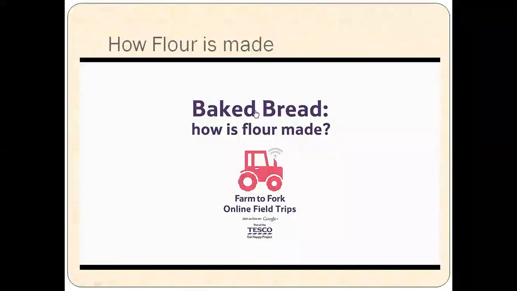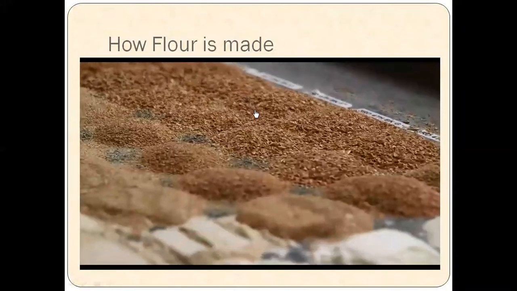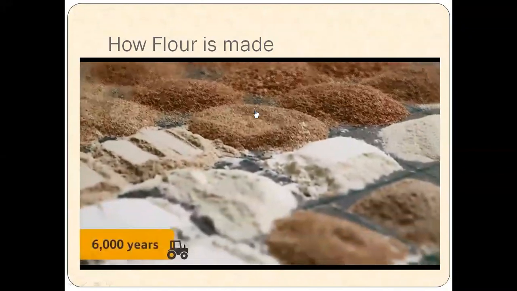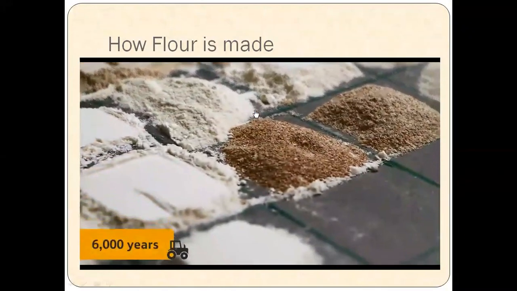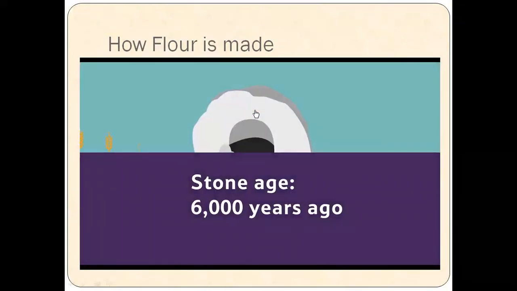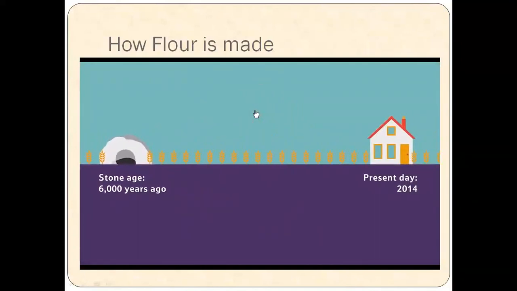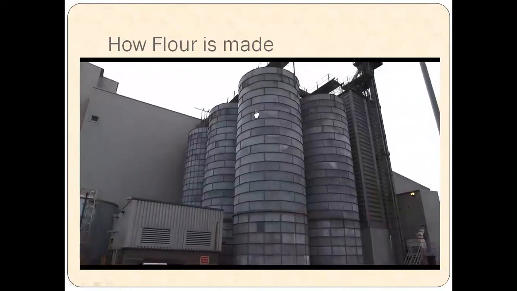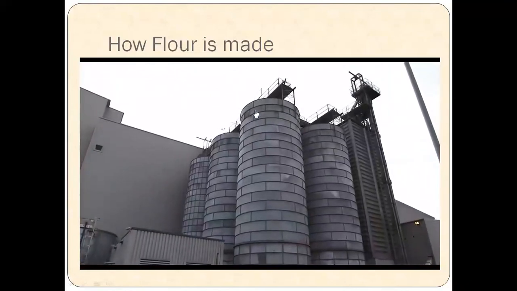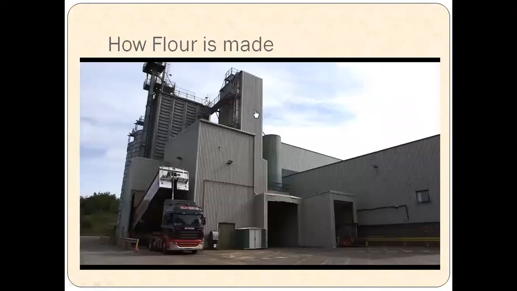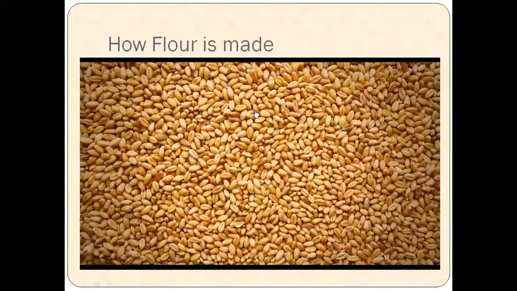Flour made. We've been making flour for at least 6,000 years. Stone Age people took grain and crushed it between two stones. Although modern flour mills are very big and make thousands of tons of flour every day, the process really isn't that different. To make flour, you need grain.